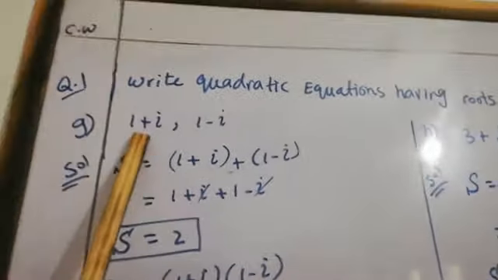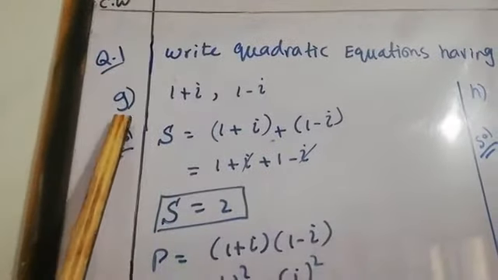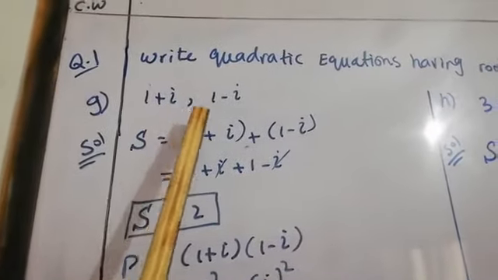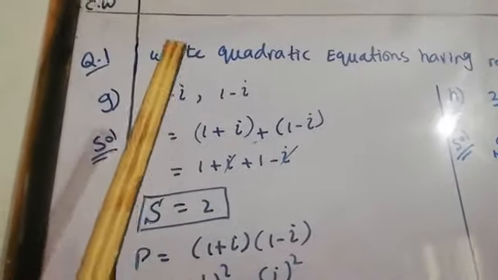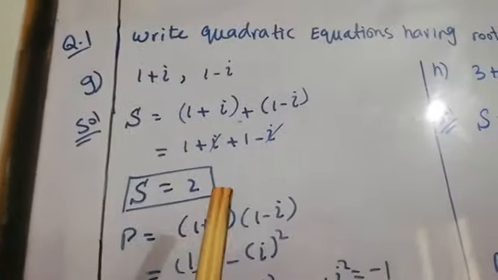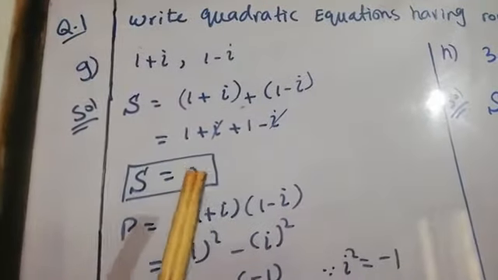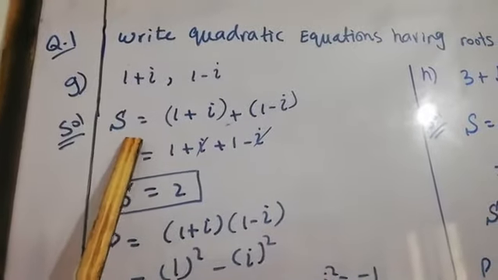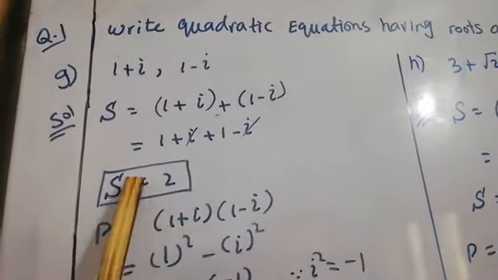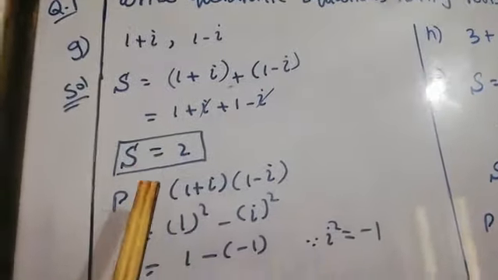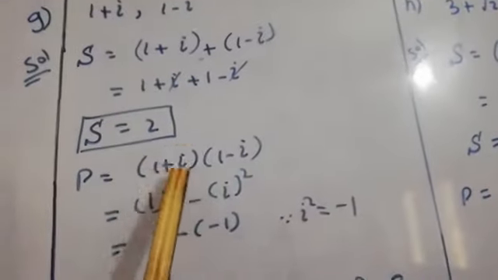For example, this is question 1, part G. 1 plus iota and 1 minus iota. These are the roots of the quadratic equation, and with the help of these we will form the equation. First of all, we will find their sum, which means we will add these two roots and get sum equals 2, and then the product, which means we will multiply these two roots.